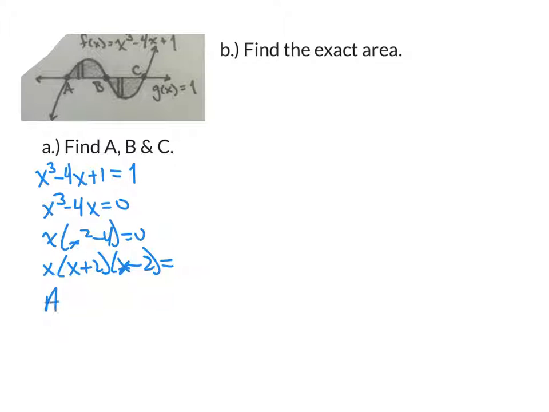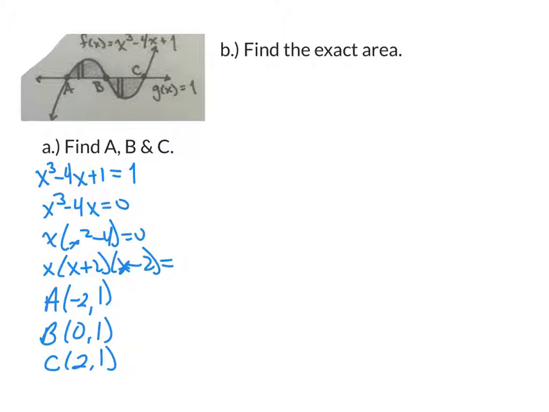So A, being the furthest one to the left, would have the smallest x value. That would be negative 2. And B, being the one in the middle, would have an x value of 0. And then C, being the one on the right, would have the biggest x value of 2. For all three of them, because they're on that horizontal line, g of x equals 1, their y coordinates are all 1.